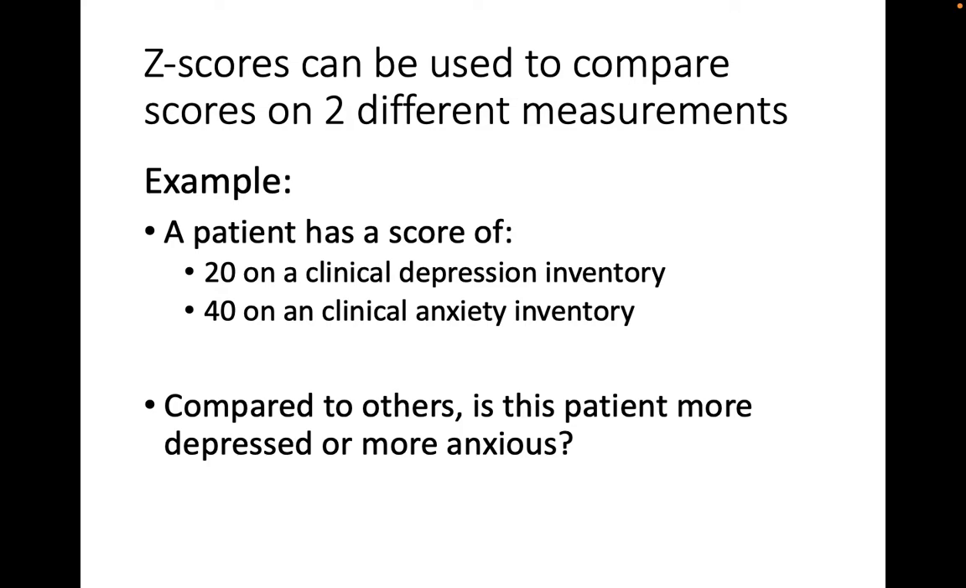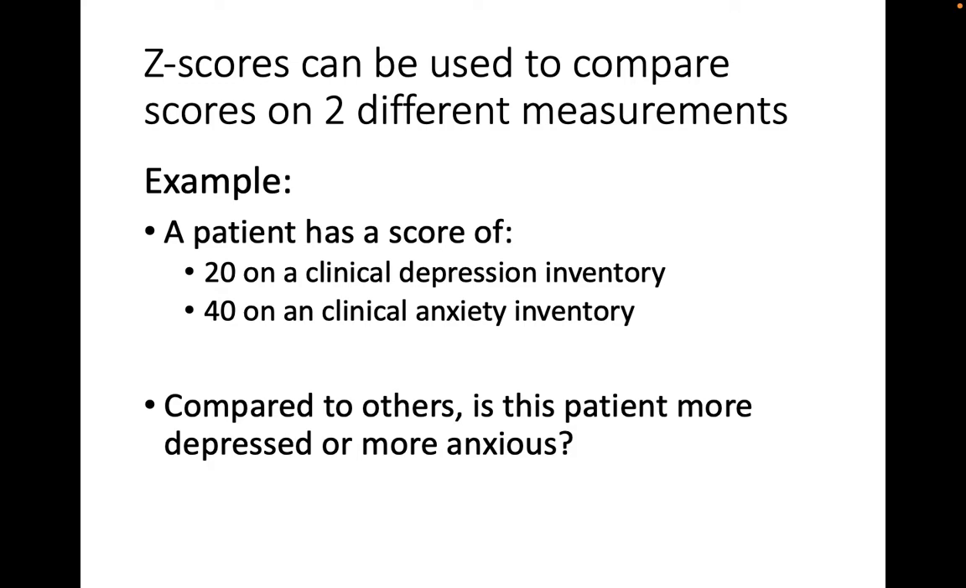Well, this question is impossible to answer without additional information. At first, it might be very tempting to say that the person is more anxious because 40 is greater than 20, so that they should be more anxious than depressed. But that would possibly be an incorrect judgment. The reason is we don't really know how these inventories are scored. So we don't know what a high versus a low score is without any additional information.